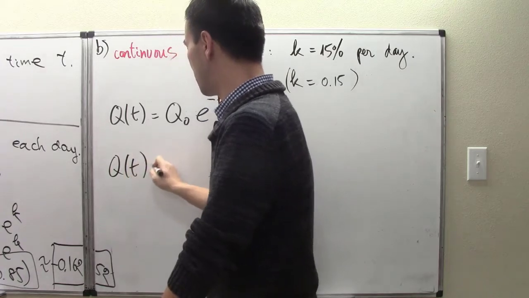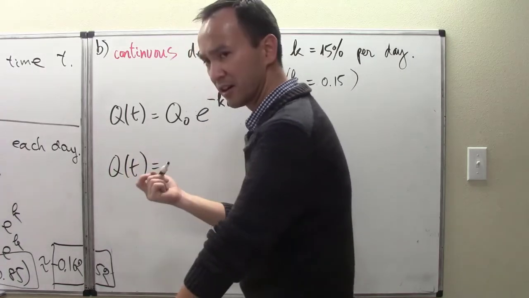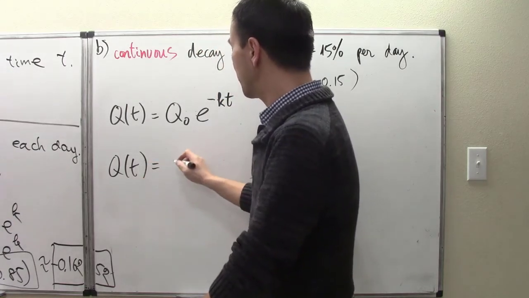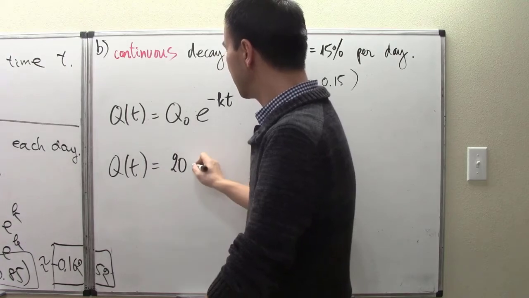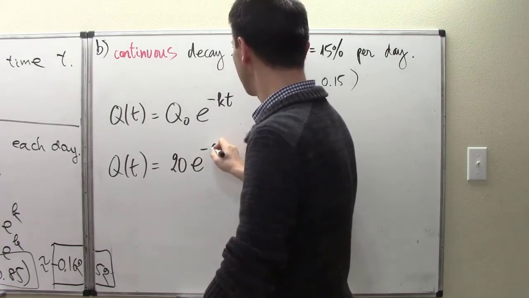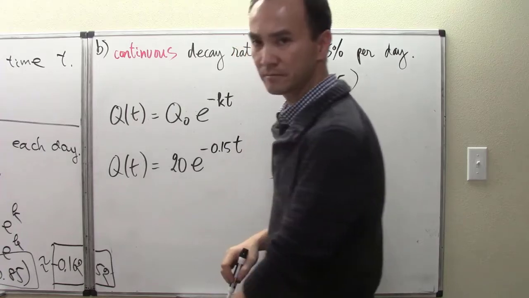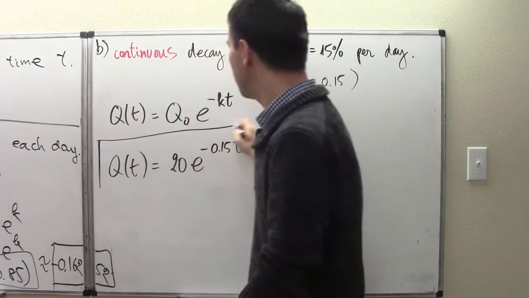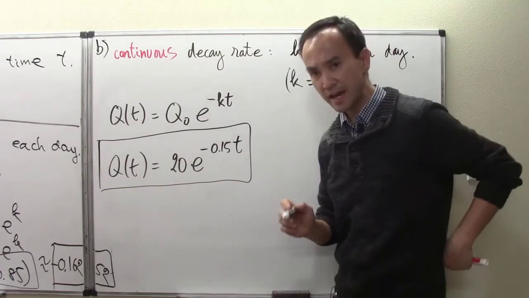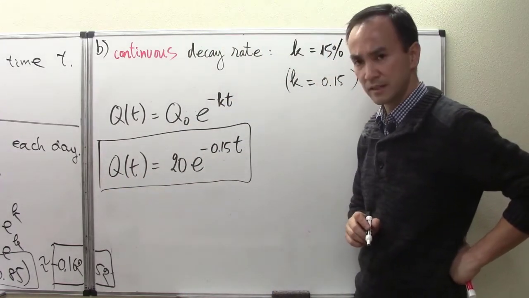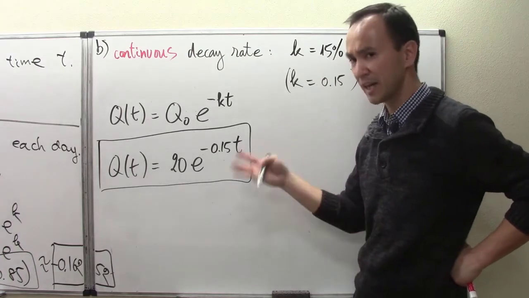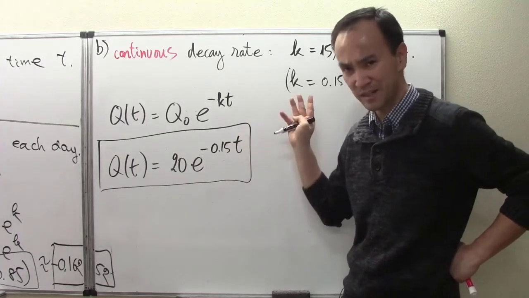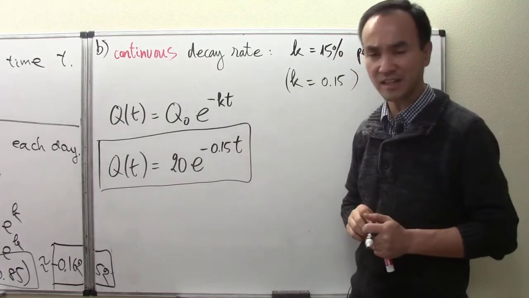Q of t, the quantity at time t, the amount of the radioactive element that remains at time t, is going to be simply 20 milligrams at start times e to the minus 0.15 t. We're done. This is what we call the continuous decay model. And it didn't take any steps at all. It took me some explanations, but once you are fluent with that, it's going to be a lot faster than what I did here on the board.